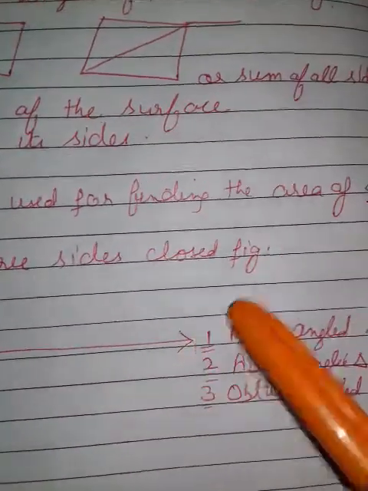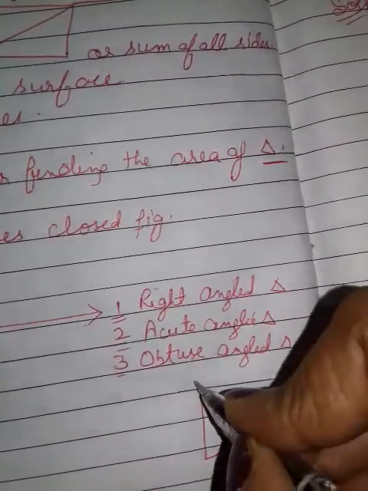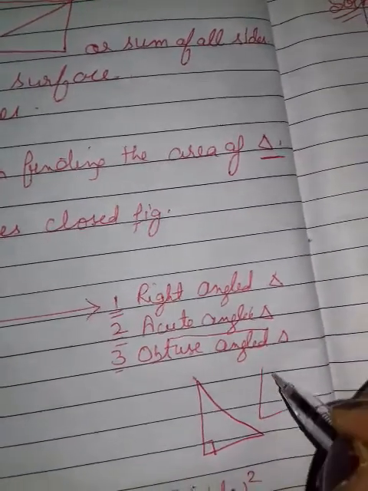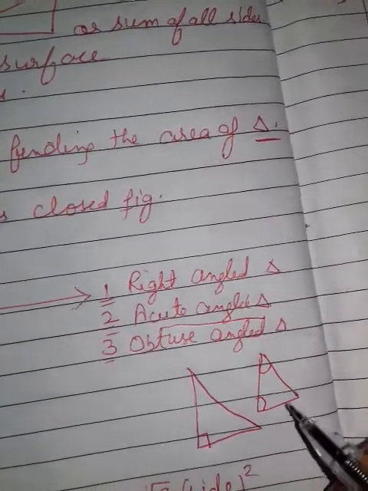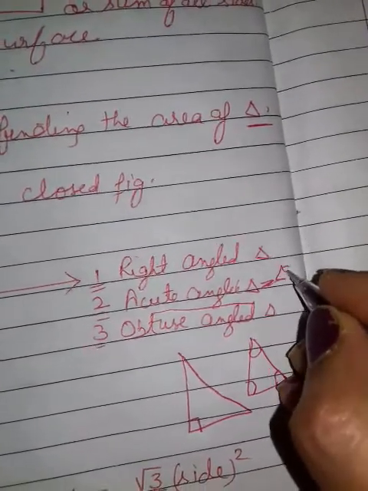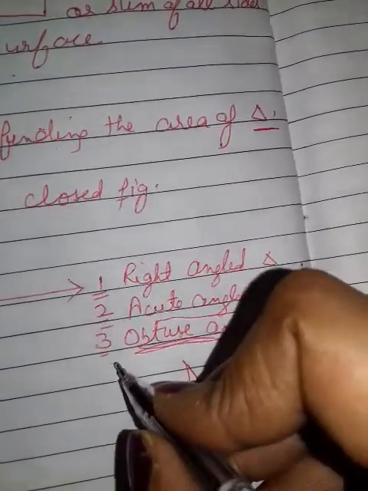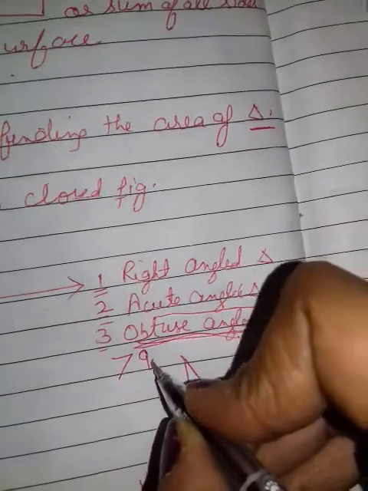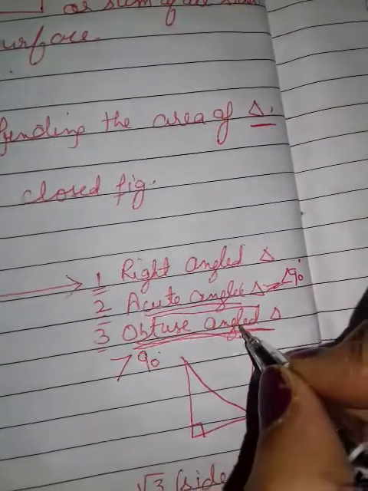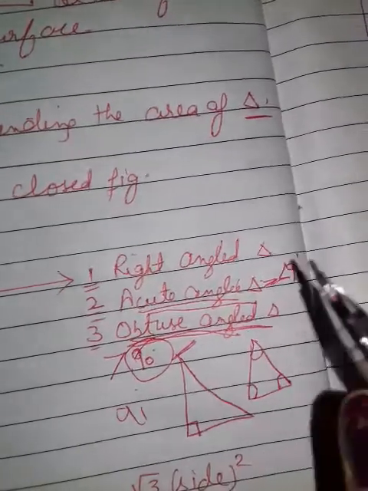On the basis of angles, first is the right angle triangle, in which one angle is 90 degrees. An acute angle triangle is one in which all the angles are less than 90. How many angles can be in a triangle? 3. In an obtuse angle triangle, one angle must be greater than 90, meaning 91, 92 can be there.